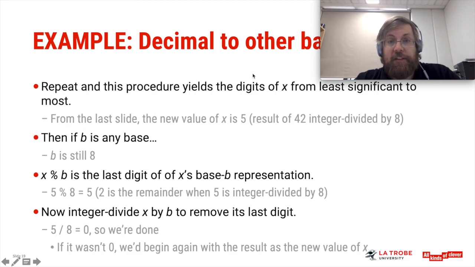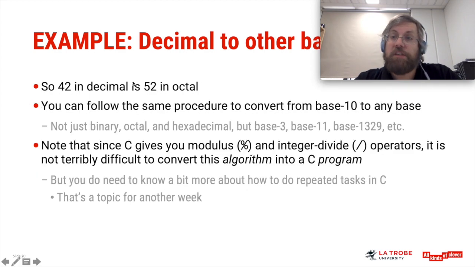Repeating this procedure yields the digits of x from least significant to most. So from the last step, the new value of x is 5. Then b is still 8, and x mod b is the last digit. So 5 mod 8 is 5. 5 is the remainder when 5 is integer divided by 8. Now integer divide x by b to remove its last digit. 5 divided by 8 is 0, so we're done. If it wasn't 0, we could begin again with the result as the new value of x. So 42 in decimal is 52 in octal.